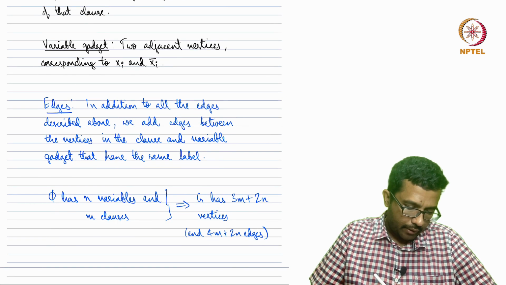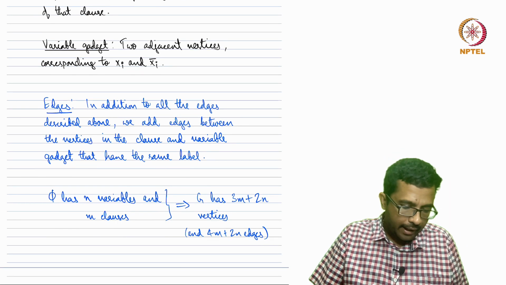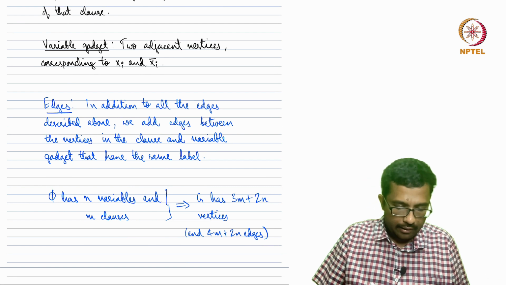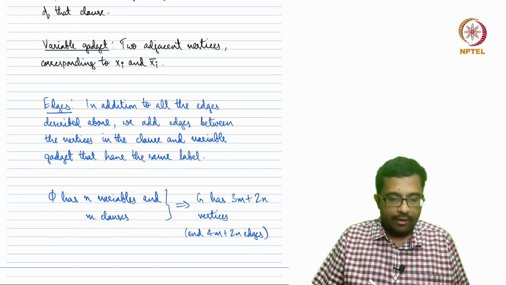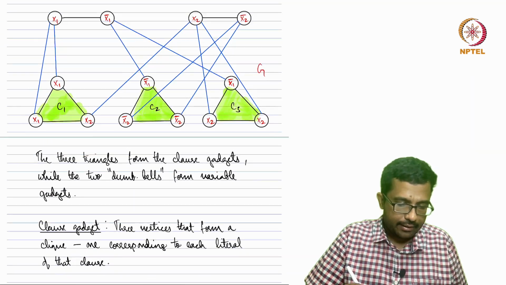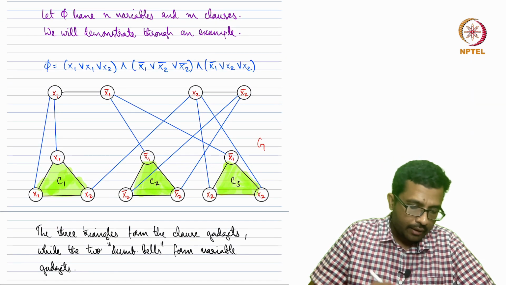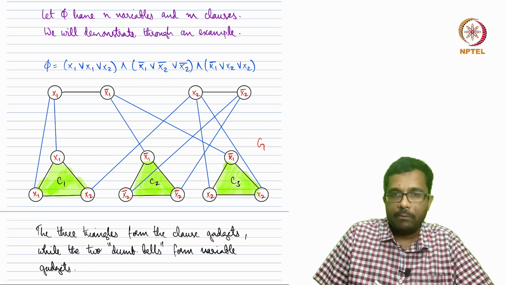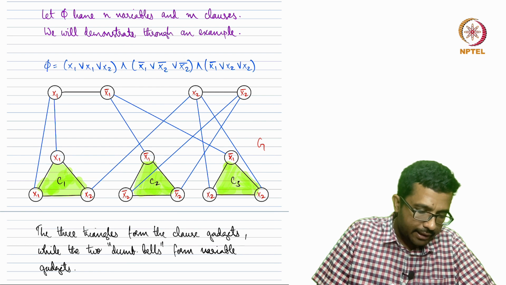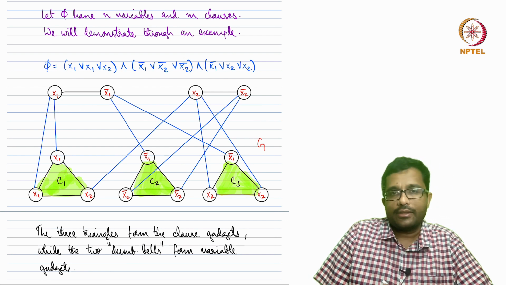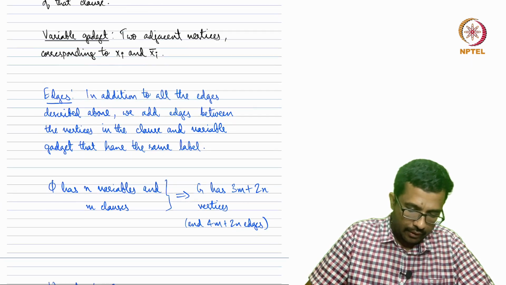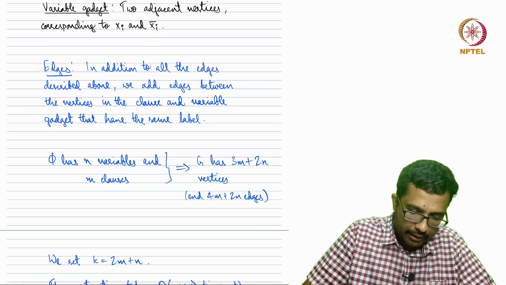As I said earlier, if phi has n variables and m clauses, the variables being x1 to xn and clauses being c1 to cm, then G has 3m plus 2n vertices, because each clause gadget contains 3 vertices each. So m clauses gives 3m vertices, and each variable gadget contains 2 vertices, so 2n vertices in all. So the total number of vertices is 3m plus 2n.